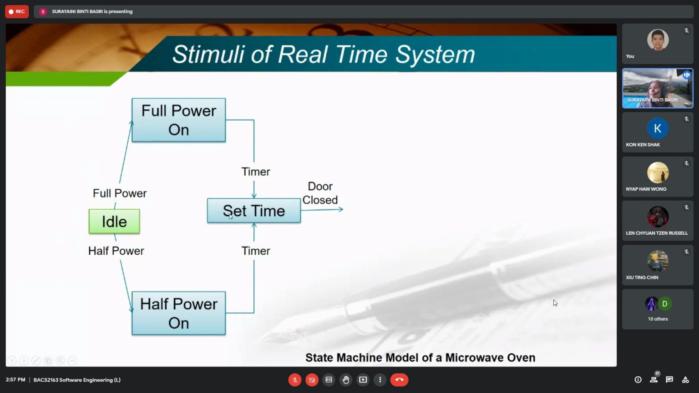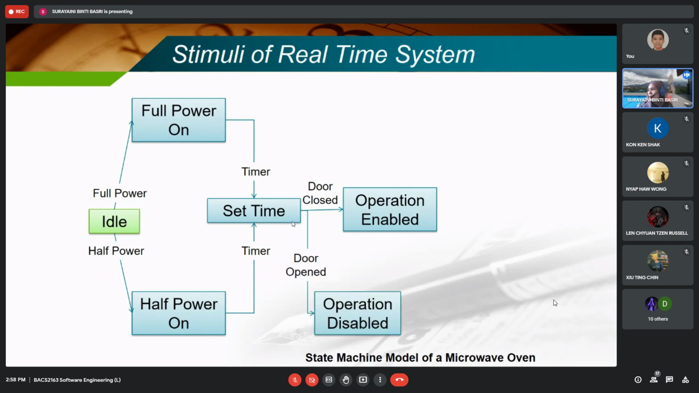Okay, so once the timer is set, the door of the microwave oven will be closed. And then after that, the operation will be enabled, meaning it starts heating. And then there is another stimulus here: an event that will cause the operation of the microwave to be disabled, which is when the door opens.